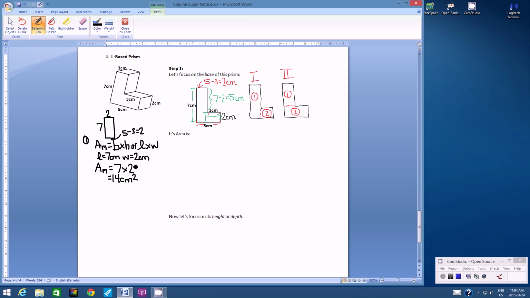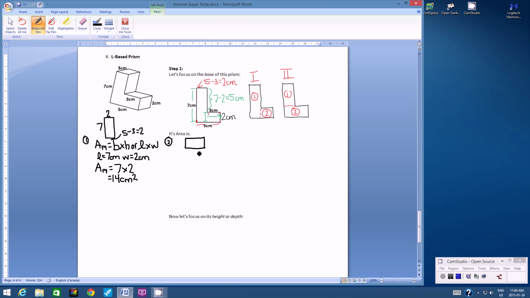Now remember, this is the area. We're working on area here. We haven't got to volume. So make sure you keep track of your units. This is area, so it's something squared. Okay, so that takes care of this rectangle here. So let's go on to the second part of our solution, which is this rectangle, this little guy right here.